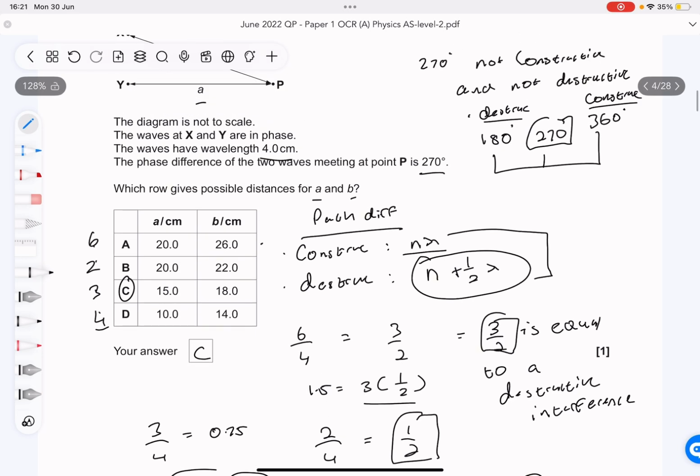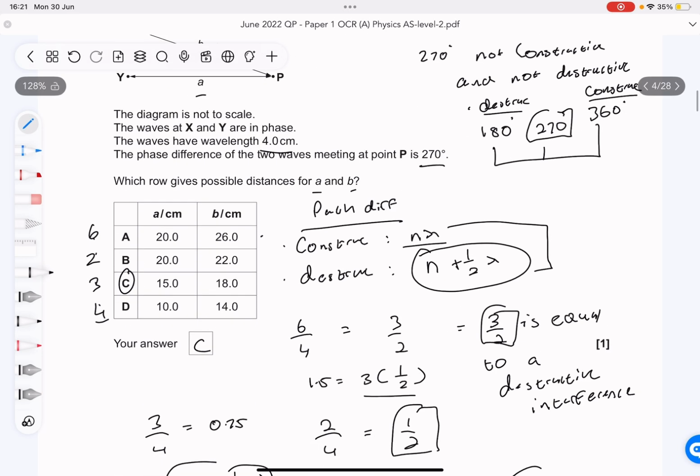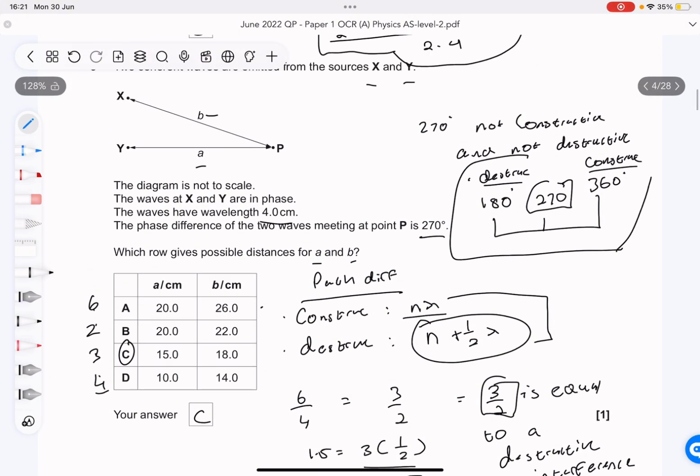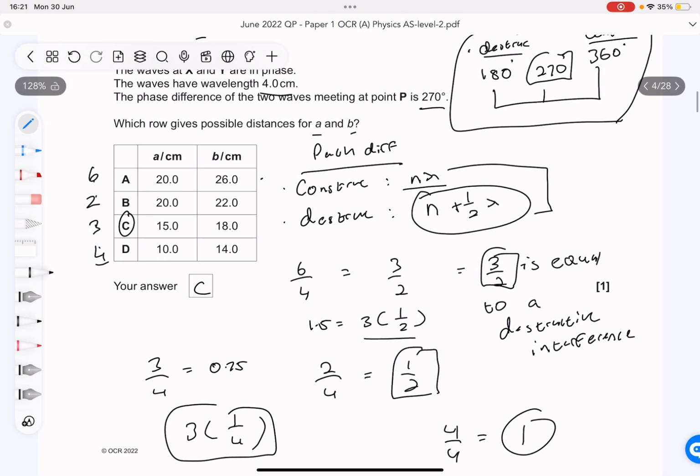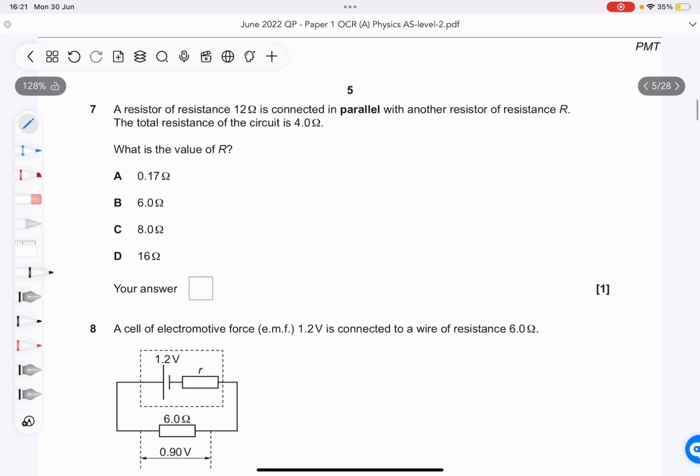It's a bit of a tricky question actually, but if you can understand what corresponds to a destructive and a constructive interference, you should be fine. So moving on to question 7.